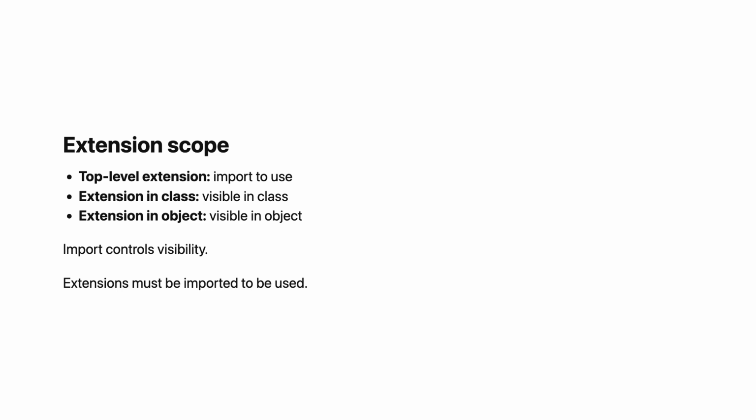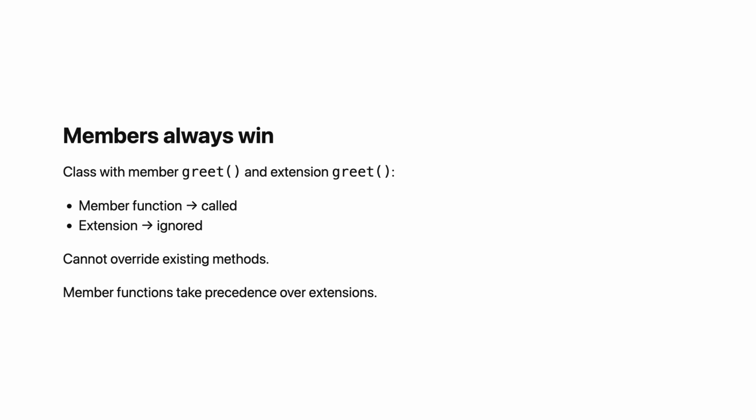What if a class has a member with the same signature as an extension? The member always wins. Members are not hidden by extensions. class Example with fun greet() prints member. fun Example.greet() prints extension. The extension is never called. This is intentional. You cannot use extensions to hijack existing methods. Existing code remains safe. Extensions can only add new functionality, not replace existing functionality. This makes extensions predictable. You know the original class behavior is preserved.